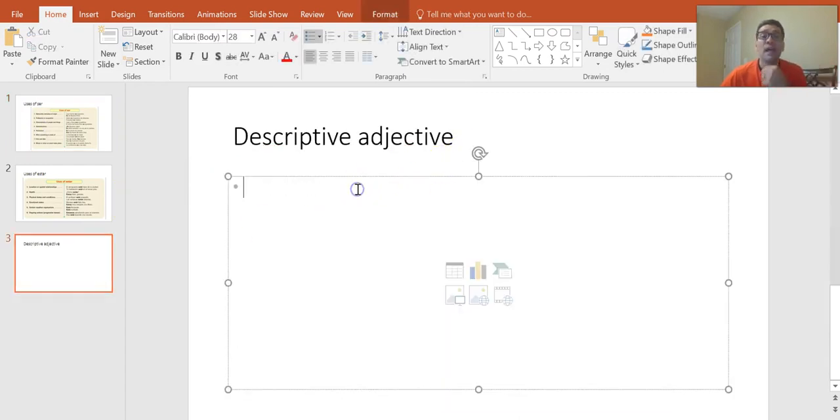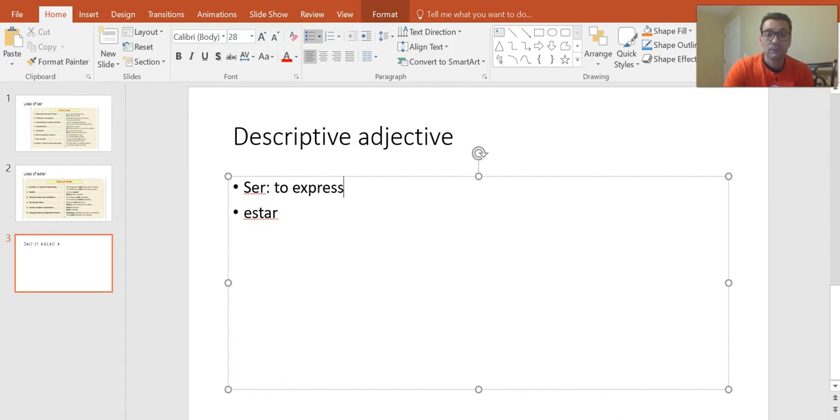However, with descriptive adjectives, you could use either ser or estar, but the connotation, the intention of the message of the speaker, is a little bit different. For example, we use ser for descriptive adjectives to express an inherent characteristic of the person or object. It means they are perceived by the speaker as a permanent characteristic.